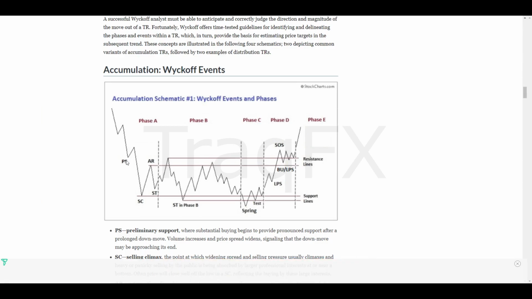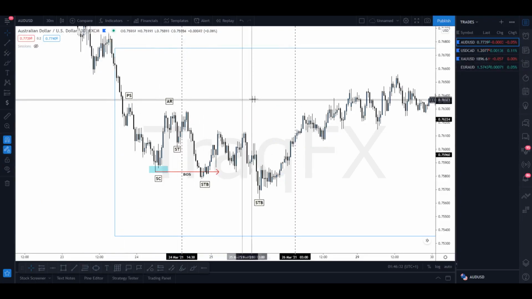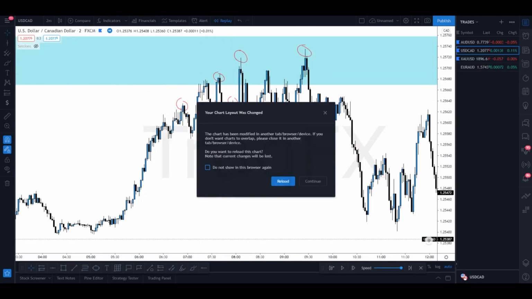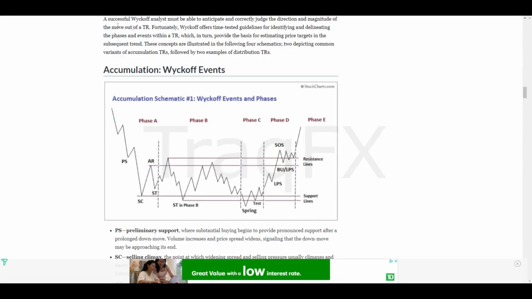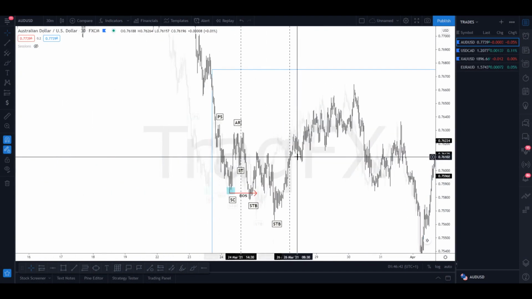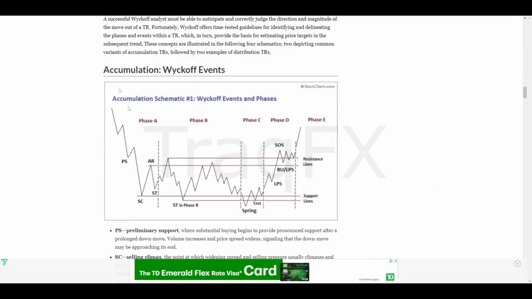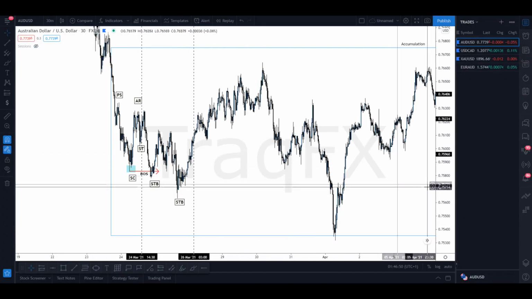It generally does not break the PS, but it can break the PS. It doesn't necessarily have to respect it. So now we're in phase C. And this is the most important part of the Wyckoff schematic.